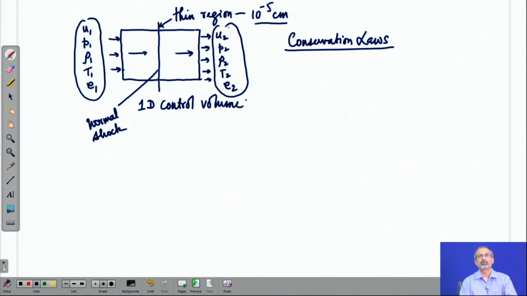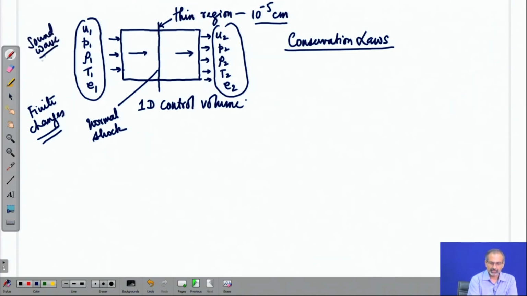So, for that we will recall our conservation laws and we will apply them in integral form. We remember that there are finite changes occurring across the control volume in place of the infinitesimal or differential changes which occurred in the case of a sound wave. You would recall that in the case of sound waves, we had shown the differences in differential amount form, while here the changes are finite.